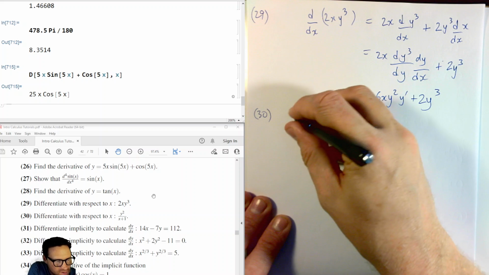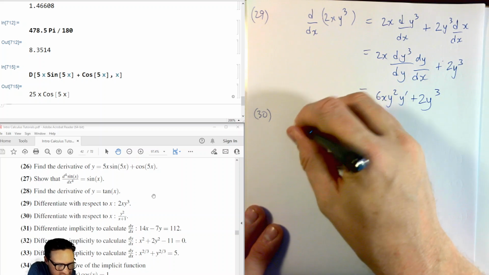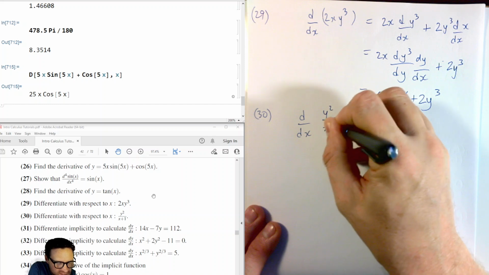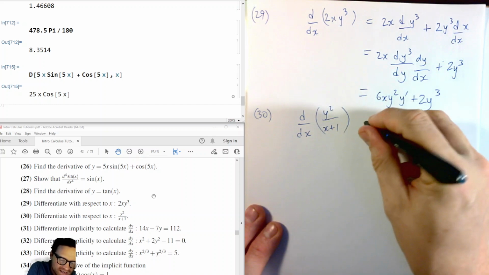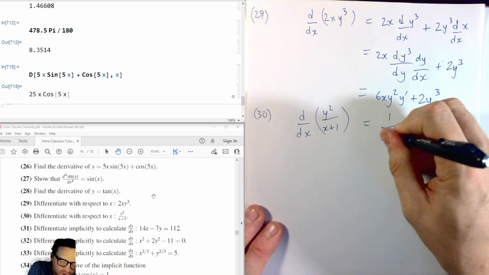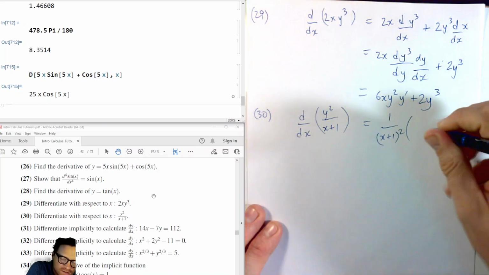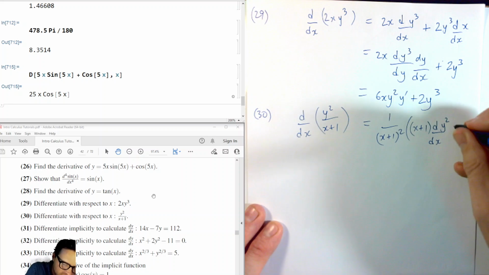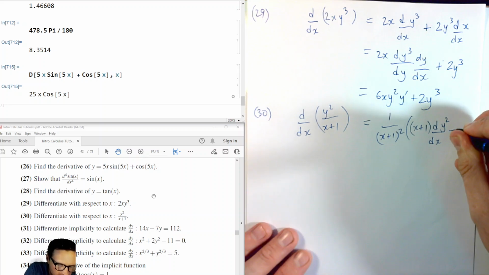Something similar, differentiate with respect to x, y squared over x plus 1. Okay, similarly, we'll use the quotient rule. So we've got 1 on v squared, v, d on dx of u, which is y squared, and then subtract the other way around.